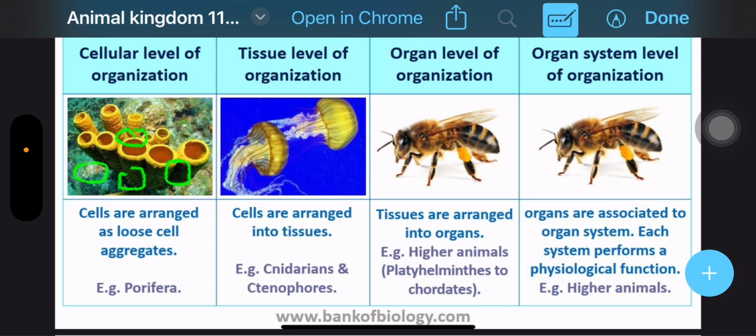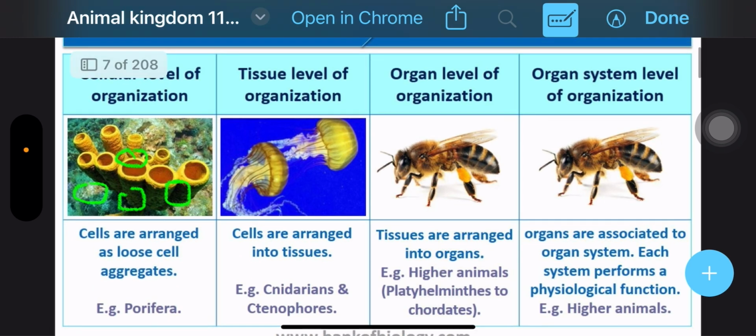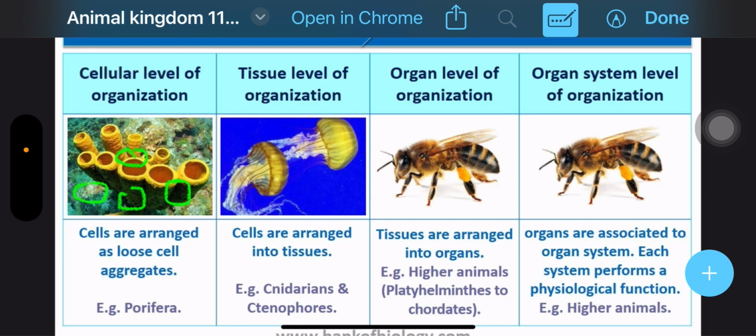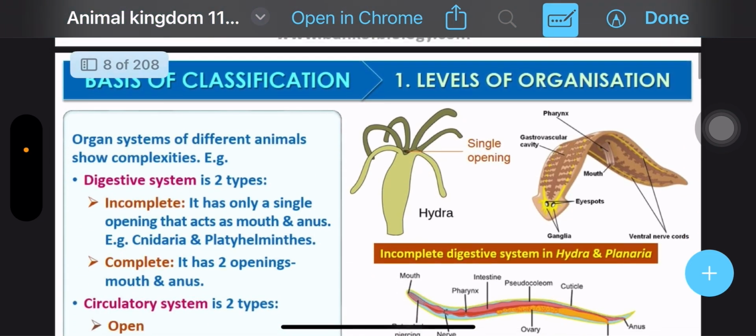And tissue level of organization. Here tissues are formed. They have a special function. Examples are Coelenterata and Ctenophora. And here is the organ level of organization. Higher animals from Platyhelminthes to Chordata have specialized organs. Organ systems are also very well developed. All higher animals have the system, right?